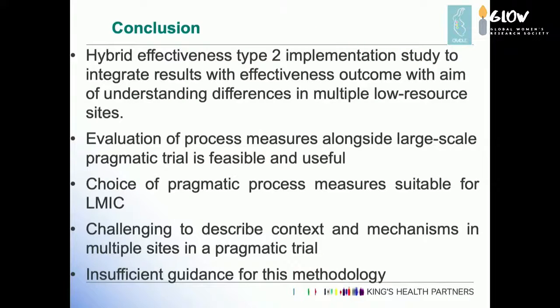So what did we learn? We learned it was possible to do a hybrid effectiveness trial in a pragmatic way in low resource settings, that you could evaluate process measures, that the ones we chose were appropriate, but it is challenging to describe context and mechanism in a more sophisticated way that's described in the MRC process evaluation framework. And there's very little guidance for how you combine implementation science in the pathway of developing a complex intervention.